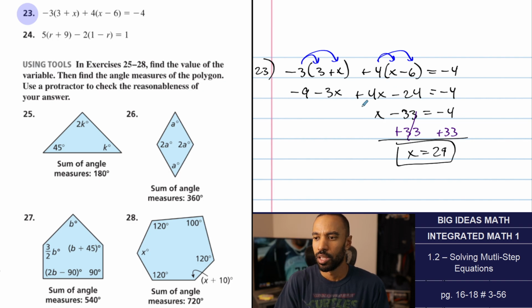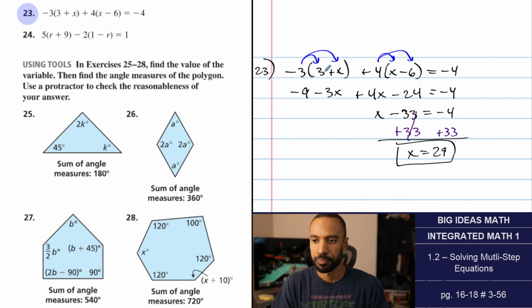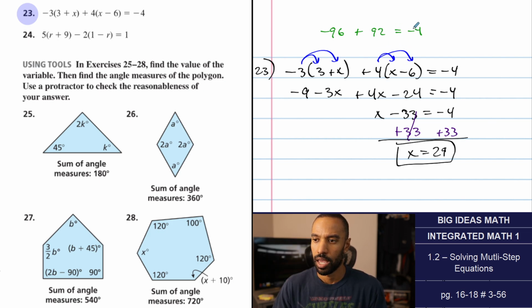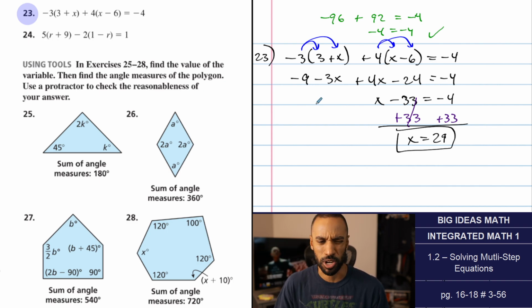Yeah. I'm going to try and double check this mentally if that's okay. 3 plus 29 is 32. 32 times negative 3 is negative 96. Plus 29 minus 6 is 23. 4 times 23 is 92. And that's negative 4 is negative 4. Yeah, as long as I'm checking, right?